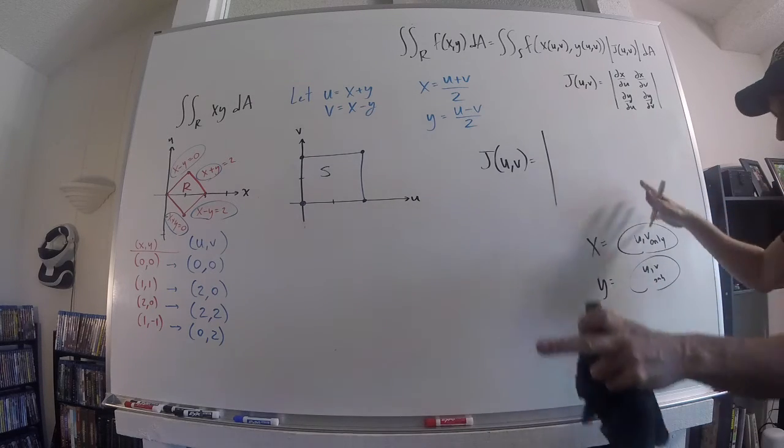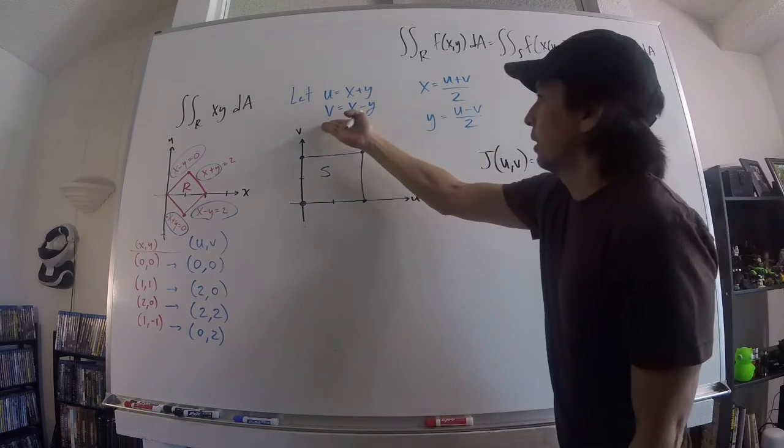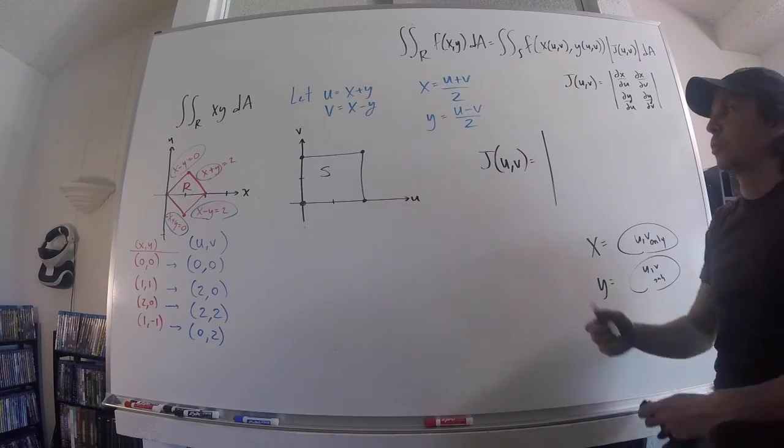So you got to look on your paper to find that type of equation. Is it there? Is it there? Where is it? Right here. x equals, y is equal to in terms of u and v.